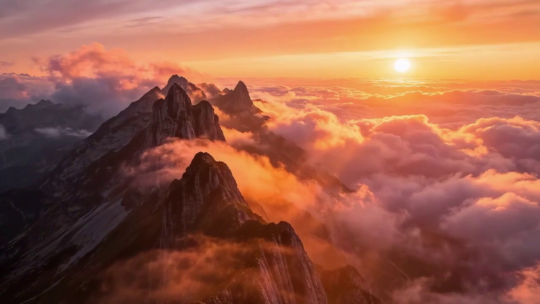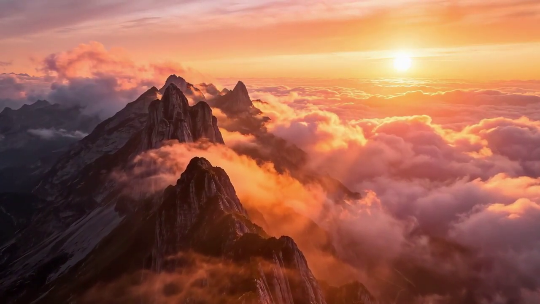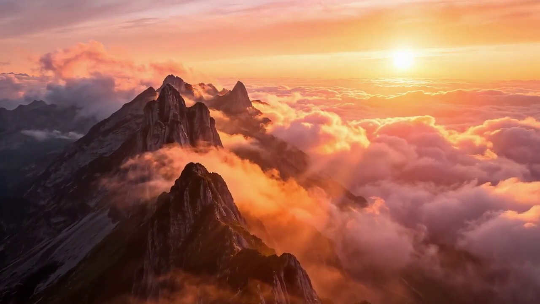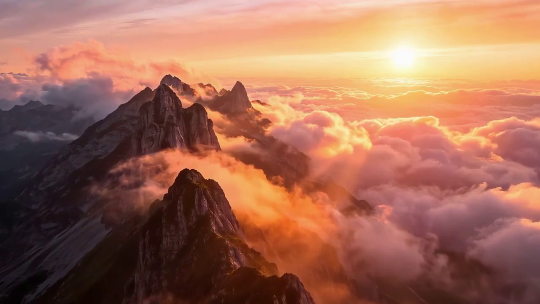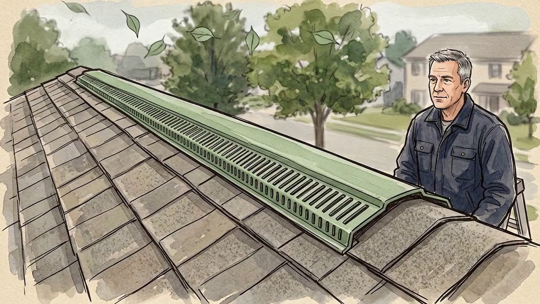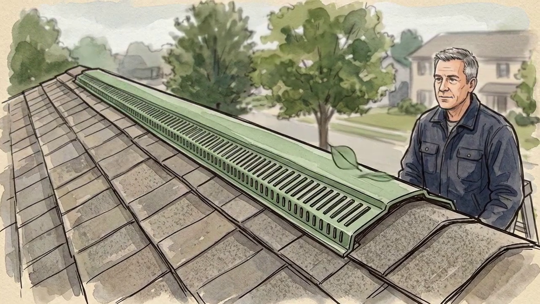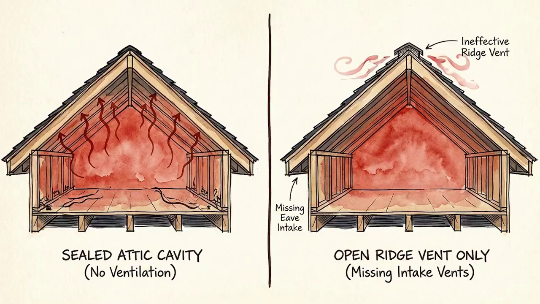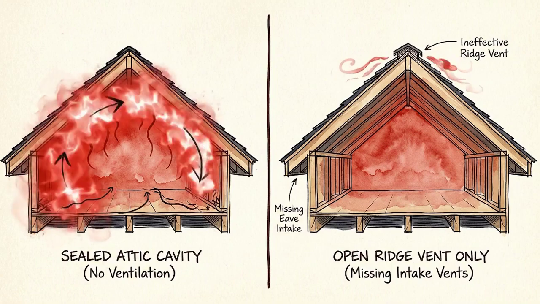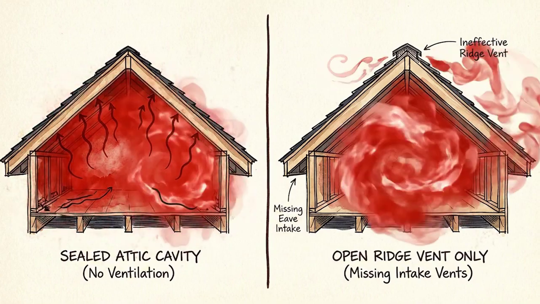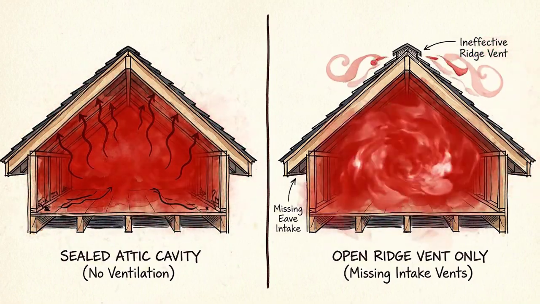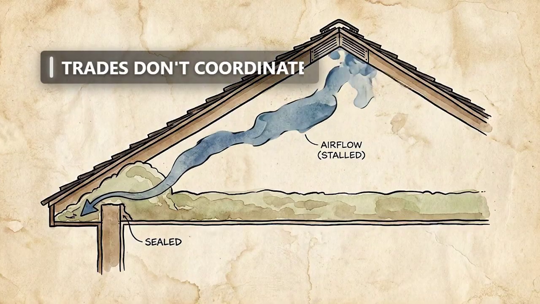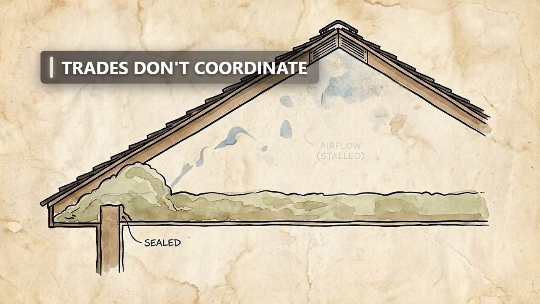Ridge vent installation is a roofing job. Soffit vent clearance is an insulation job. The two trades do not coordinate. The homeowner buys a roofing improvement and gets a roofing improvement, installed correctly in isolation, with no connection to the building system it was supposed to complete. The ridge vent functions. The system does not.